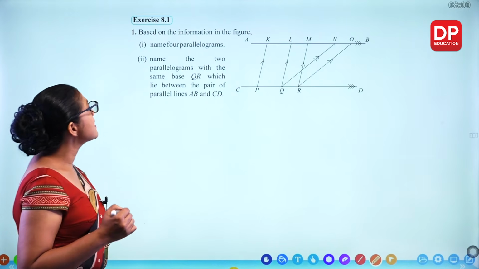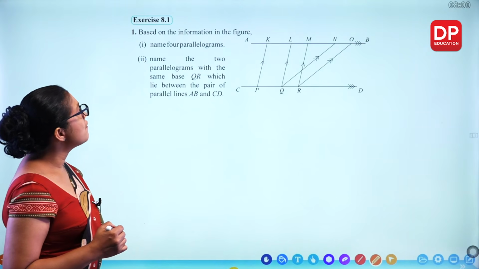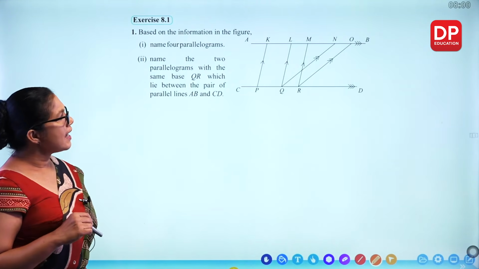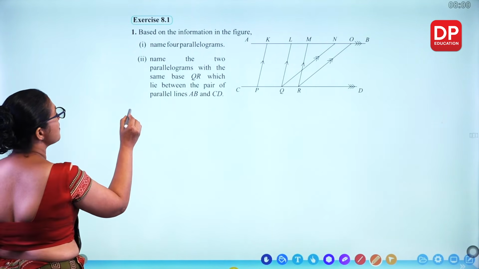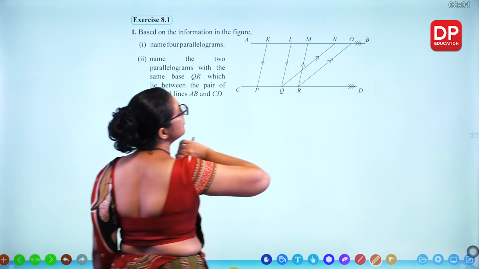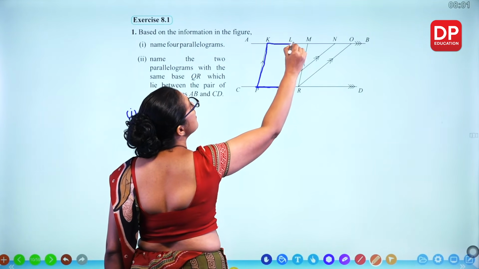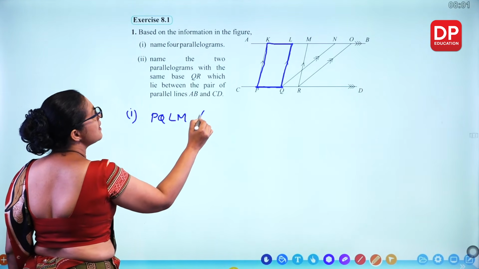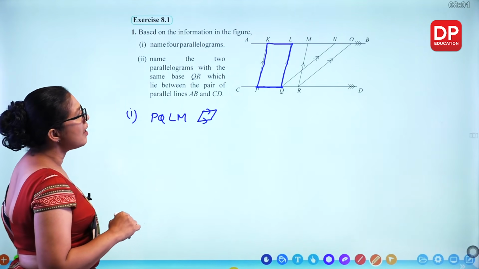Now we look at exercise 8.1 in your textbook. First question says, based on the information in the figure, name 4 parallelograms. Look carefully and see what the parallelograms are. You need to find 4 parallelograms. If you take these two parallel lines, what's the first one we can see? I can see this is a parallelogram. PQLM is a parallelogram. What else?